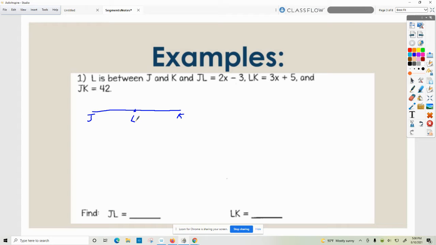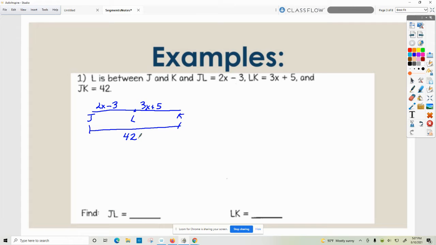Now I'm going to label what I know. J to L is 2x minus 3. The length of L to K is 3x plus 5. And the length from J all the way up to K has a length of 42.